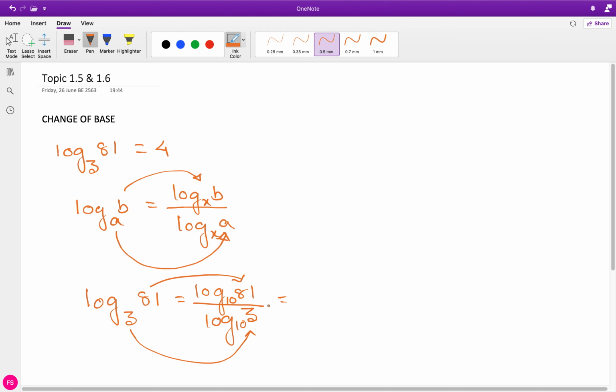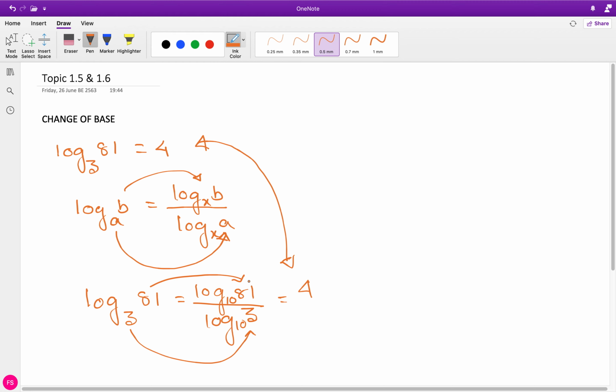You can use your calculator to do that. Do you see the log button in your calculator? If you type log, it just means the base is 10. So if you write log of 81, close the bracket, divide by log of 3, you will get 4. This matches with this answer, so it proves that this change of base formula makes sense.